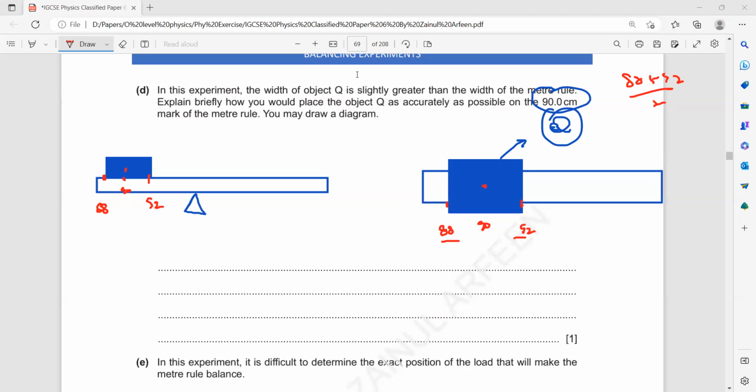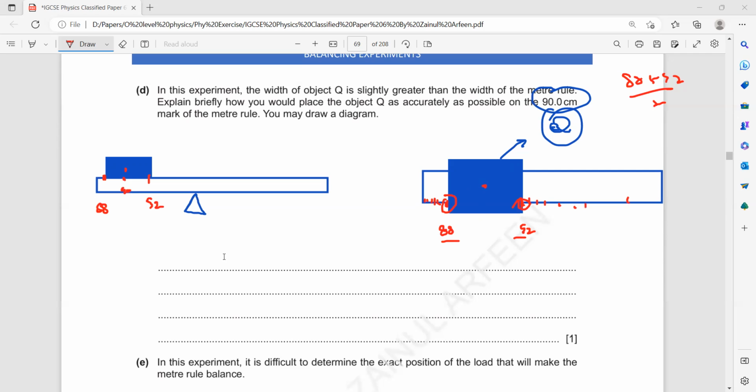So when we are the size of the object, we cannot see the scale. We cannot see where is the 90 centimeter because the size of the object is bigger than the width of the rule. But we can only see the reading before and after, because that will be visible. There will be markings here, but we cannot see under the object, we cannot see any markings. So if we cannot see any marking, how do we estimate that the center is at the 90 centimeter mark?